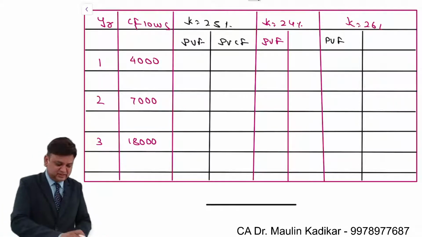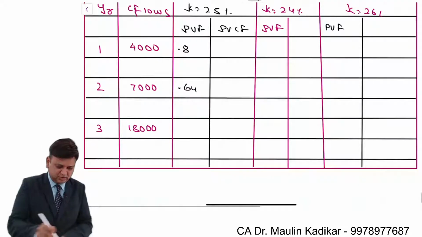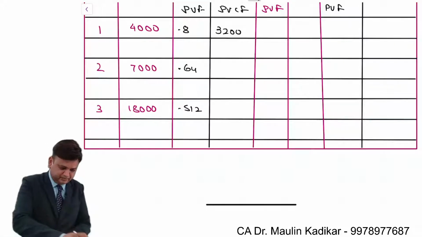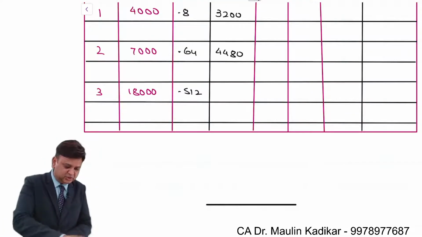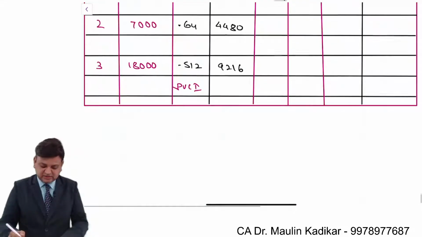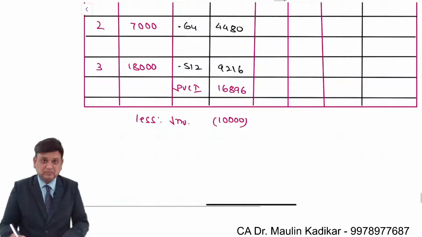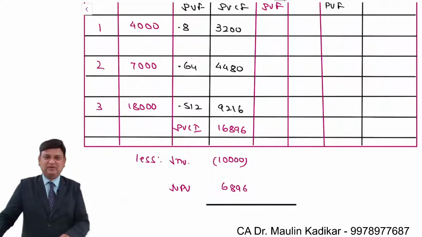Let us see the calculation of NPV, friends. At 25%, first year factor 0.80, 0.64, 0.5120. 4000 into 0.8, 3200. 7000 into 0.64, 4480. 18000 into 0.512, 9216. That is the way present value of the cash inflow is formed: 16896. Less investment 10,000, and NPV 6896. This is the NPV calculation at 25%.